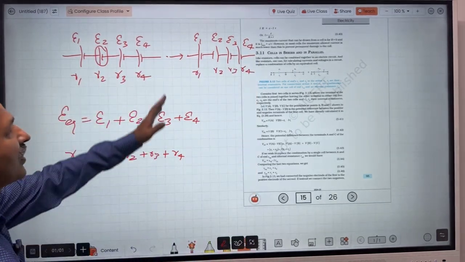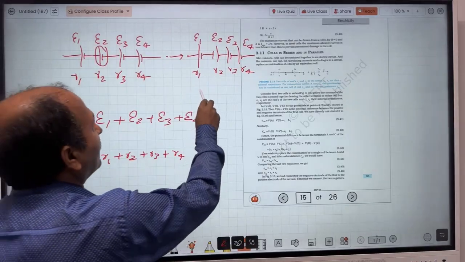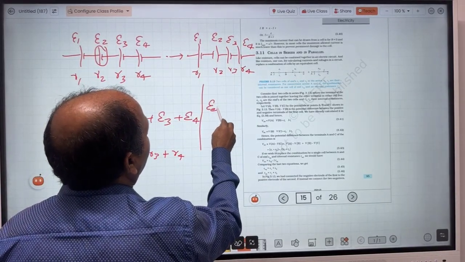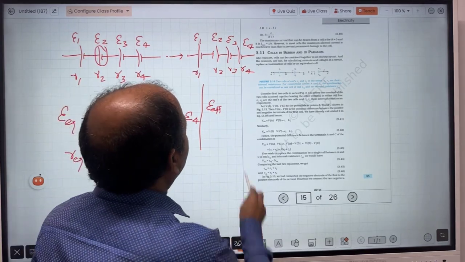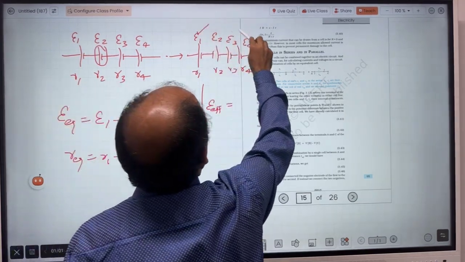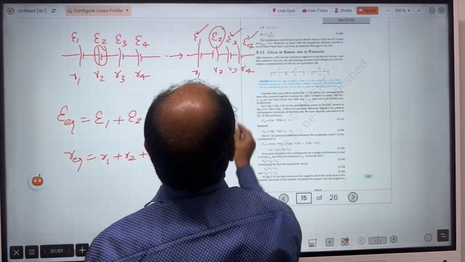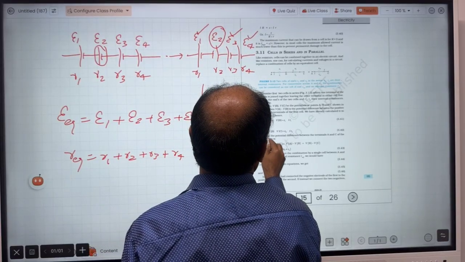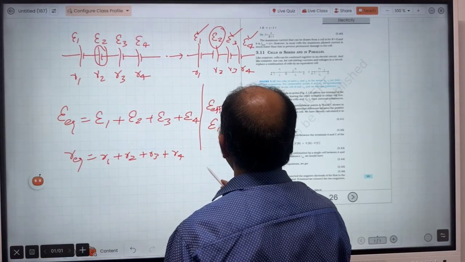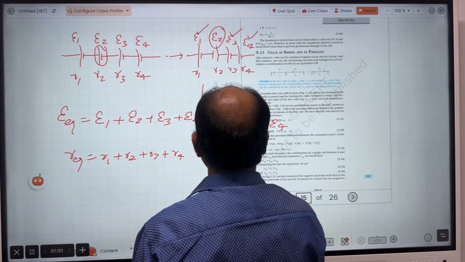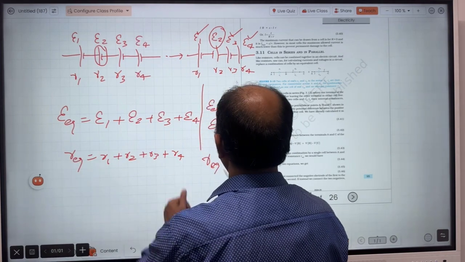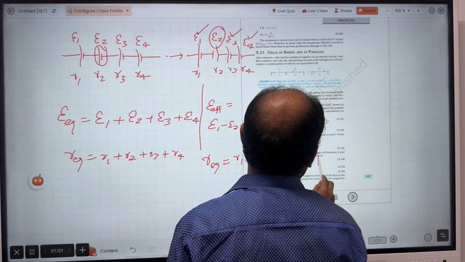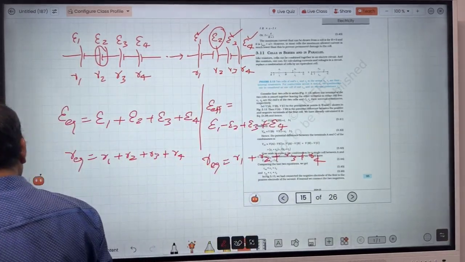In that case, what will happen? What will be effective resistance and what will be effective EMF? So E effective or E resultant will be, this will be positive, this will be positive, this will be positive, but this will be negative. So you can say E1 minus E2 plus E3 plus E4. And as far as internal resistance is concerned, it will remain same. So R1 plus R2 plus R3 plus R4. I think you have understood.